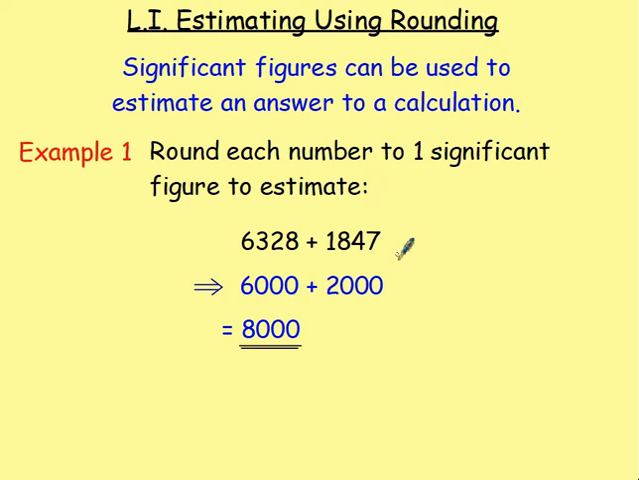But if you just wanted a rough answer, you could round each number to 1 significant figure first. So first significant figure is the 6, because it's the first non-zero number. If you round 6,328 to 1 significant figure, well, that would go to 6,000. 1,847, if you round that to 1 significant figure, well, the first significant figure is the 1. That is in the thousands column, so if you round that number to nearest 1,000, well, that goes to 2,000. It gives you an easier calculation. So that's going to be approximately 6,000 add 2,000, which means you'll have an approximate answer of 8,000.